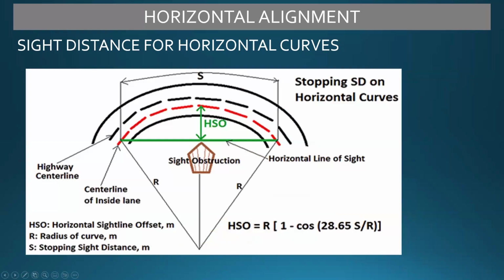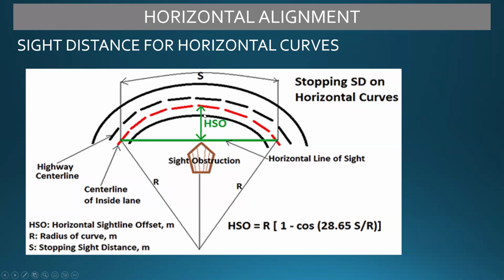So how to solve for the sight distance for horizontal curves? So let's say this is the curve section of your highway. This is the highway center line. So the middle of your lane is where we will measure our stopping sight distance. So its distance from the chord or the horizontal line of sight is called HSO, or the horizontal sight line offset.